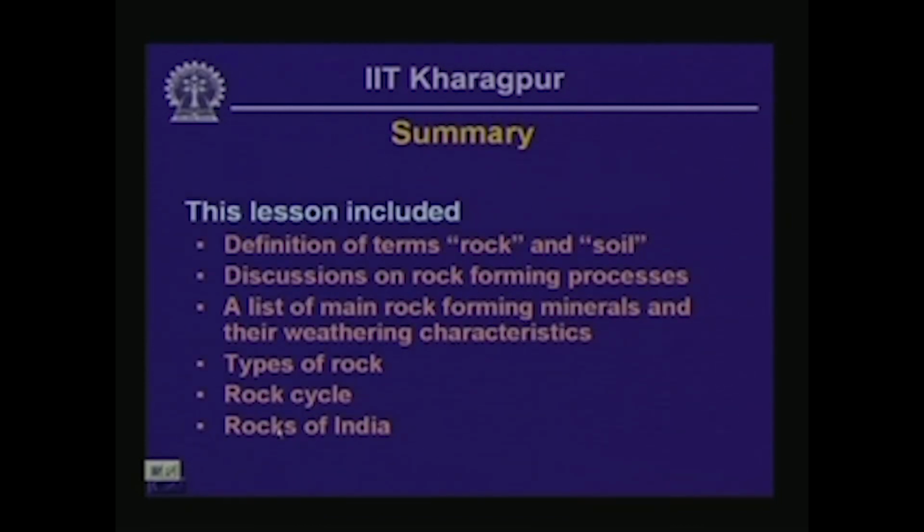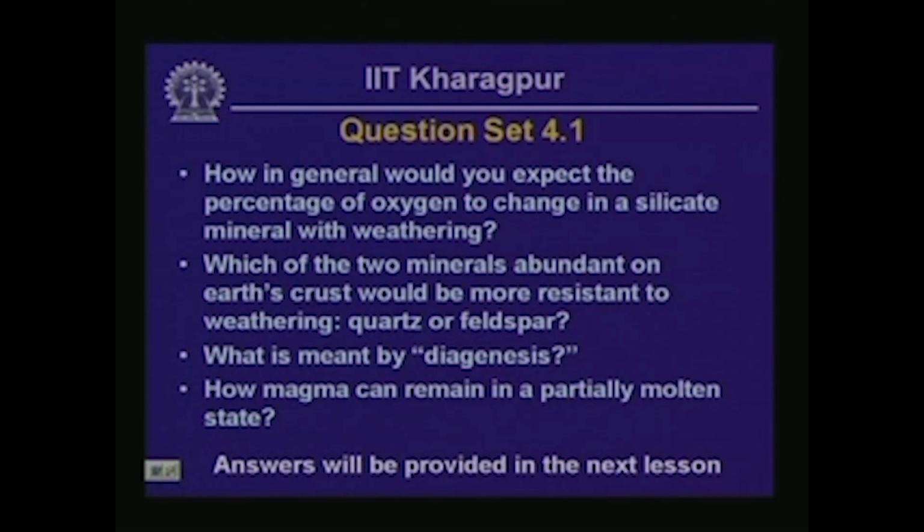Okay. To summarize the lesson then, what we learnt in this lesson include the definitions of general terms like rock and soil. We had discussions on rock forming processes. We also looked at a list of main rock forming minerals and examined their susceptibility to weathering. Then we looked at different types of rocks, volcanic, metamorphic and sedimentary, looked at the rock cycle and looked at rocks that are found in different parts of our country. That brings us to the end of this presentation.